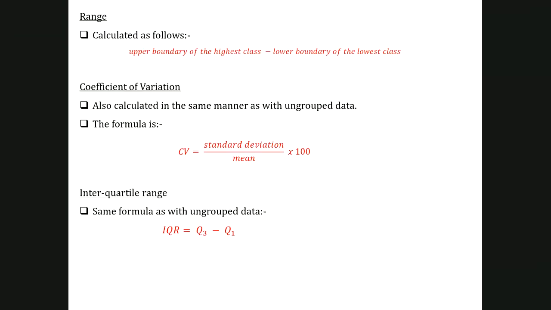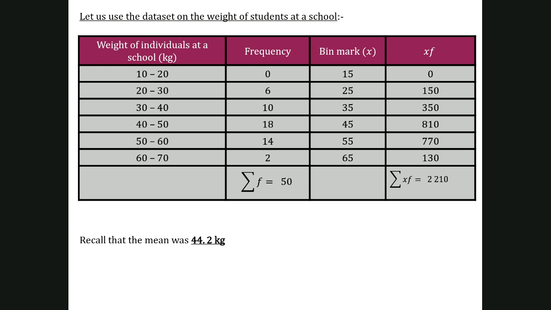And then the other calculation we'll be going through is your range. I'll show you how to calculate it in a second using an example. But your range is calculated as the upper boundary of the highest class minus the lower boundary of the lowest class. So that's the formula for it, but again, I'll show it to you. And then your coefficient of variation is the exact same formula as with your ungrouped data. It's your standard deviation over the mean multiplied by 100. It's expressed as a percentage always. We did the interquartile range and the quartile deviation as well.